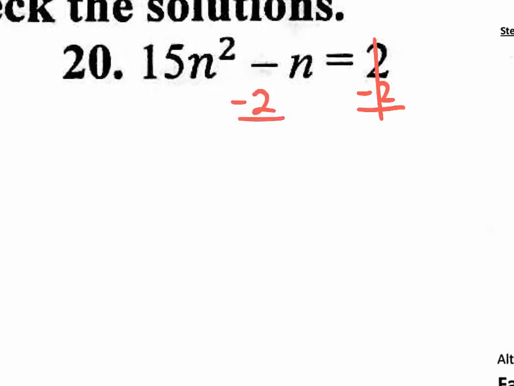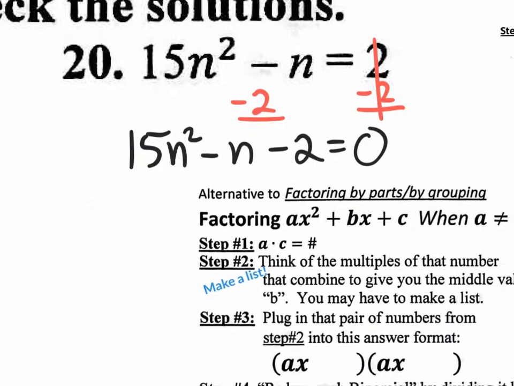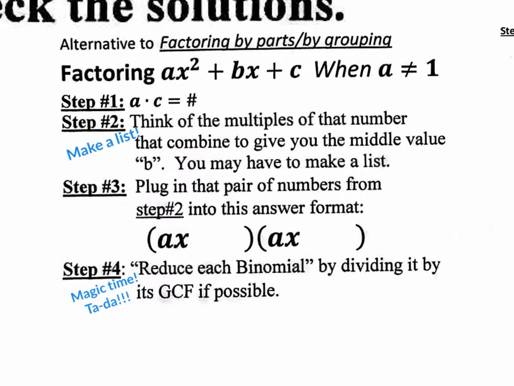Since you can't really subtract 2 from n or from 15n squared, we're going to rewrite it. 15n squared minus n minus 2 equals 0. Is there anything in common in all three terms? No. So you can't pull out a GCF. So we must continue on with our steps, right? Here they are. And we're using the shortcut method. I think that's best, the quickest.